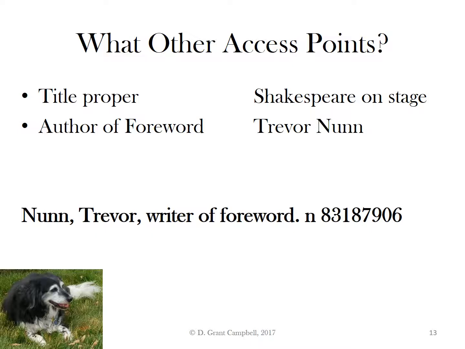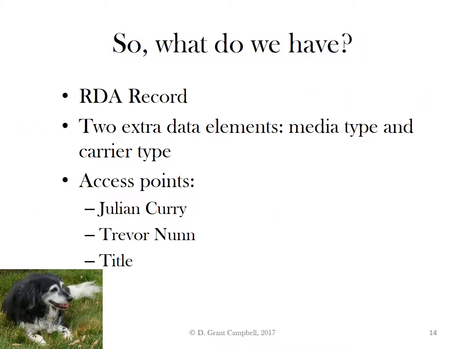So we have an RDA record. We have a bibliographic record, and we have access points for the author or the interviewer and the writer of the foreword. So the RDA record has the two extra data elements of media type and carrier type, and the access points Julian Curry, Trevor Nunn, and the title.